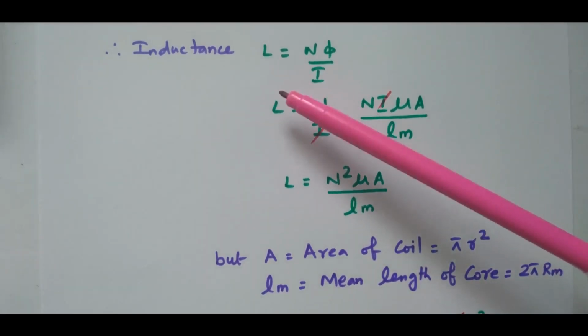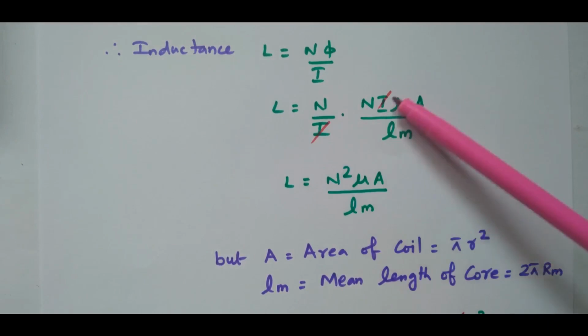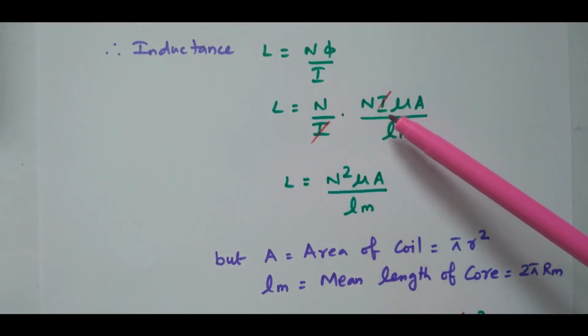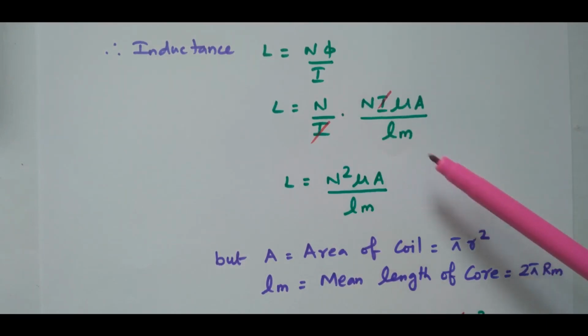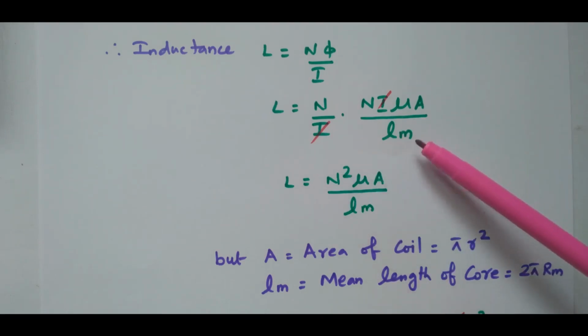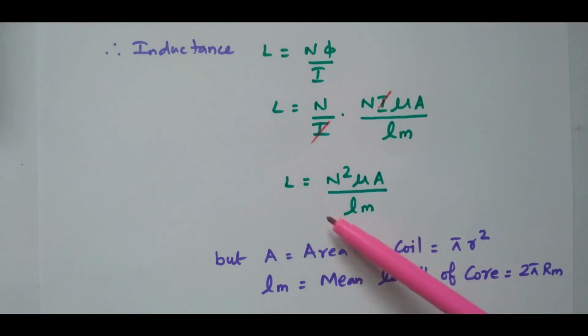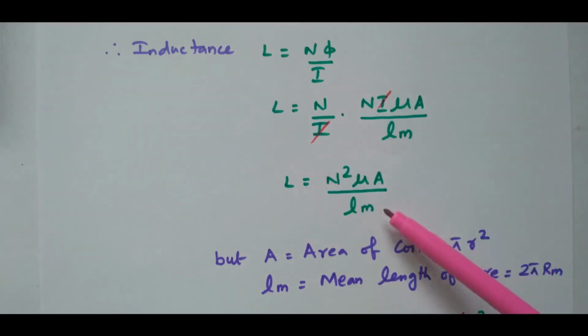So inductance L equal to N phi by I. So L equal to N by I into phi. Now we can replace this value, N I mu A divided by Lm. Very similar to the solenoid, what we discussed earlier. Only thing here is we replaced L as Lm. So this I got cancelled, and it becomes N square mu A divided by Lm. Right? It is very similar to the solenoid also.